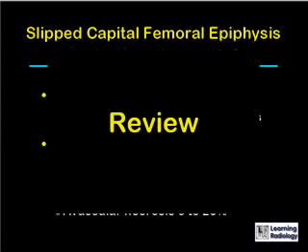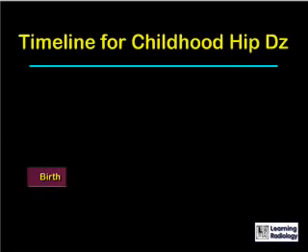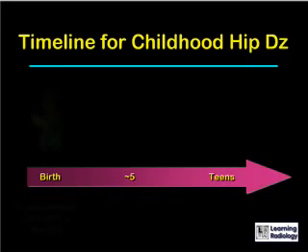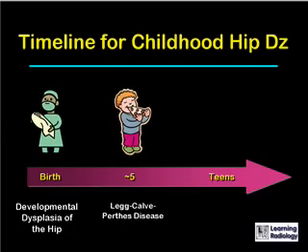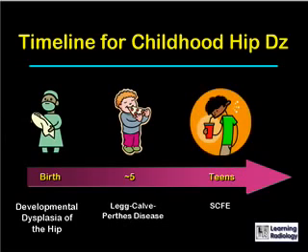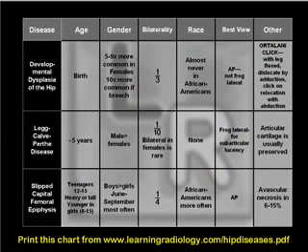To review, the timeline for childhood hip diseases: developmental dysplasia of the hip occurs at birth, Legg-Calvé-Perthes disease around 5 years of age, and slipped capital femoral epiphysis is a disease of teenagers. This is a chart which you can download at learningradiology.com/hipdiseases.pdf that demonstrates the various parameters that differentiate developmental dysplasia of the hip, Legg-Calvé-Perthes disease, and slipped capital femoral epiphysis.